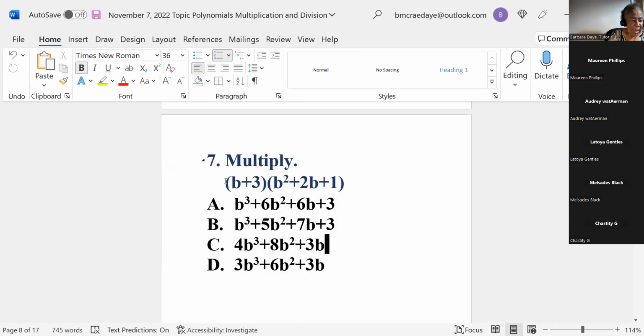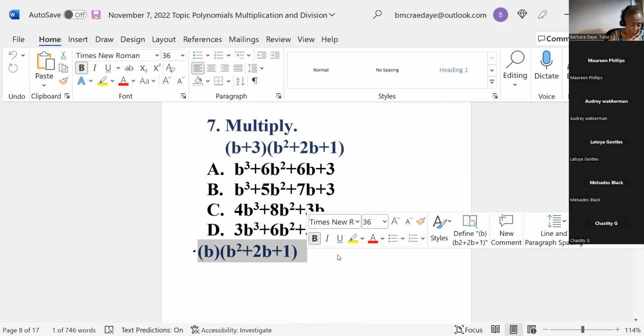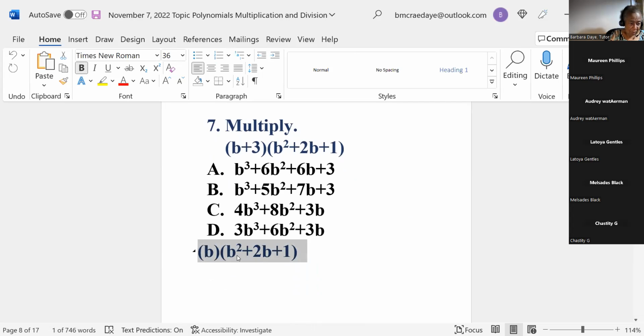So what that would look like, let me just copy this. I want everybody to do number 7. Okay, break that up. Let me just put this here, that's b times the polynomial. And then let's put the 3 there. Multiply it out, put it together, and you'll have your answer.